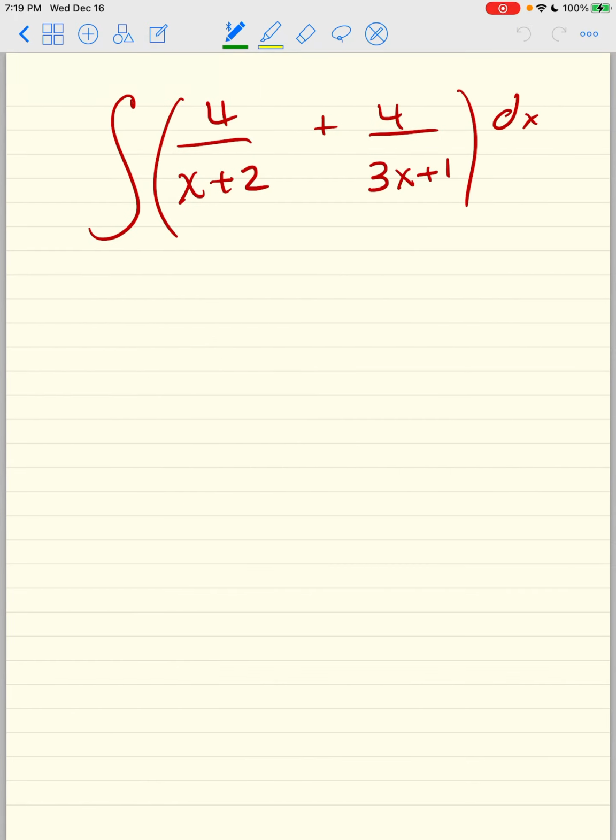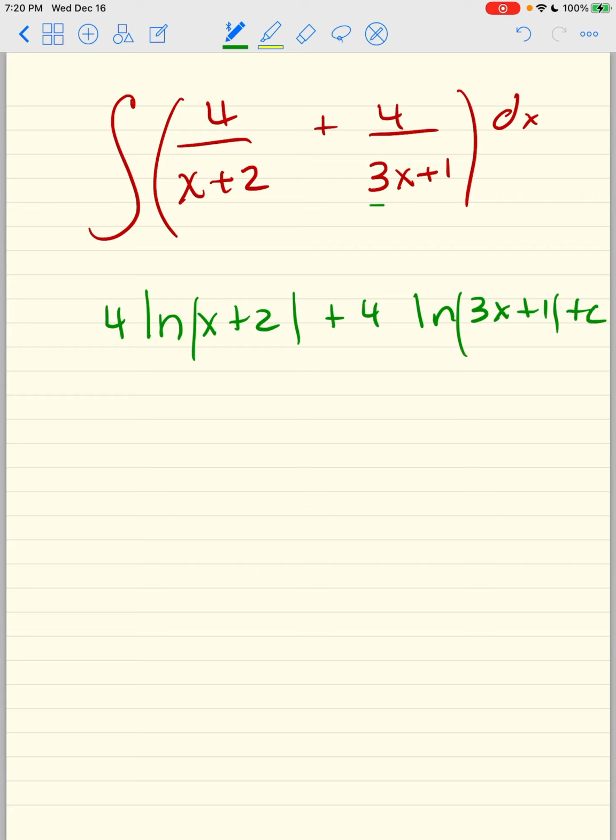In this case, I have 4 over x plus 2. The integral is going to be 4 natural log of x plus 2. I always put absolute value signs around it. Here I have 4 over 3x plus 1, so it's 4 over 3 times the natural log of 3x plus 1, plus c. You're going to take the derivative of 3x plus 1, which is 3, and divide by it. Great.